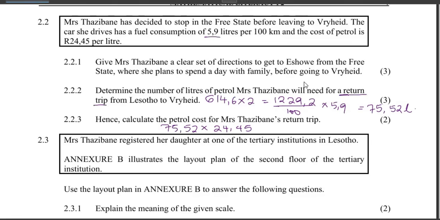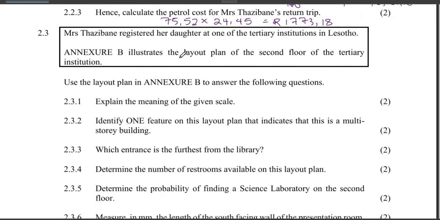24 rands 45 cents. So the money will have to be 1,773 rands and 18 cents. Okay. The Dabanon registered her daughter at one of the tertiary institutions in Lesotho.